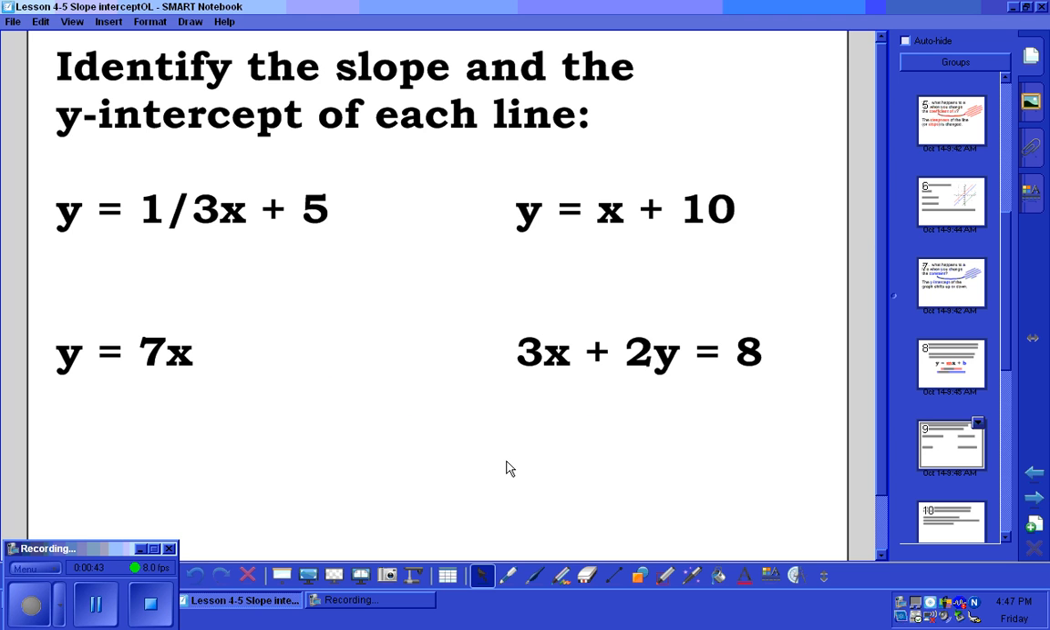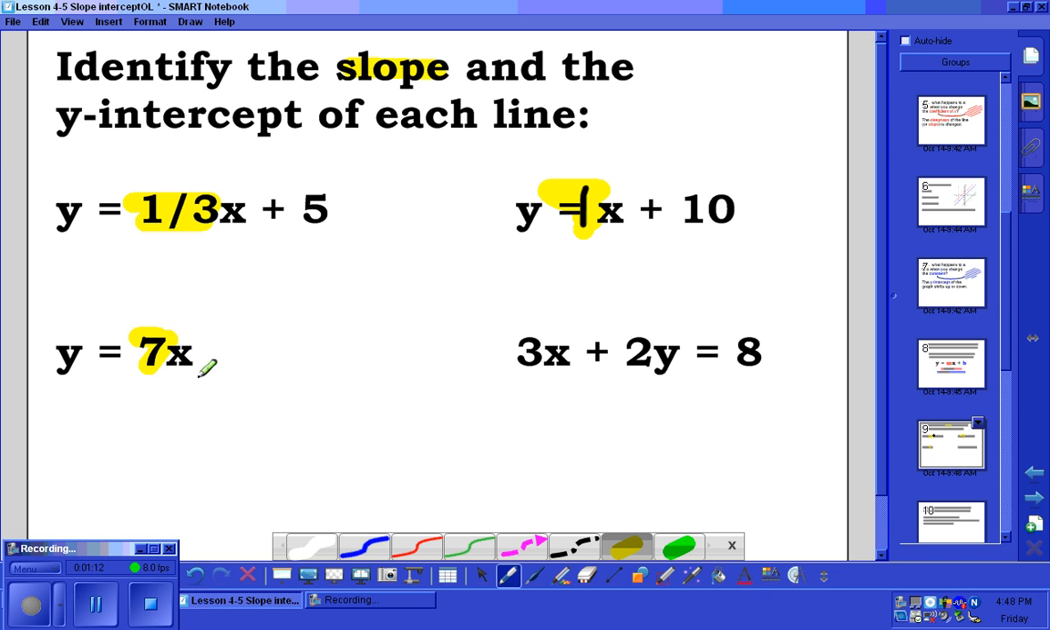Let's take a look at each of these equations and see if we can find the slope and the y-intercept of each line. Well, let's start with the slope. The slope is going to be the number multiplied by x. So in this first equation, the 1/3 would be our slope. In this next equation, it's not actually written, but that number in front of x, the little unwritten 1, would be our slope. This line has a slope of 1. Over here, the number next to x is a 7, so the slope of this one would be 7.